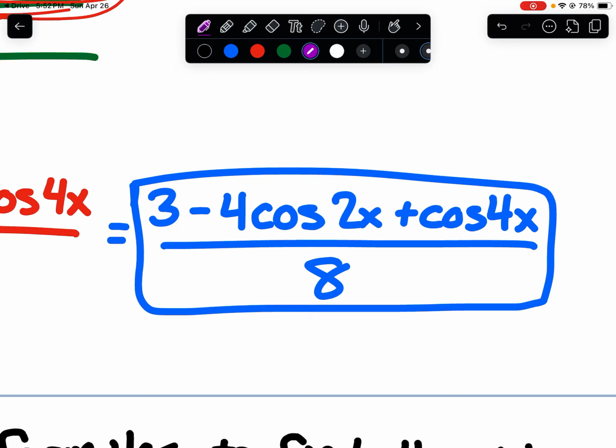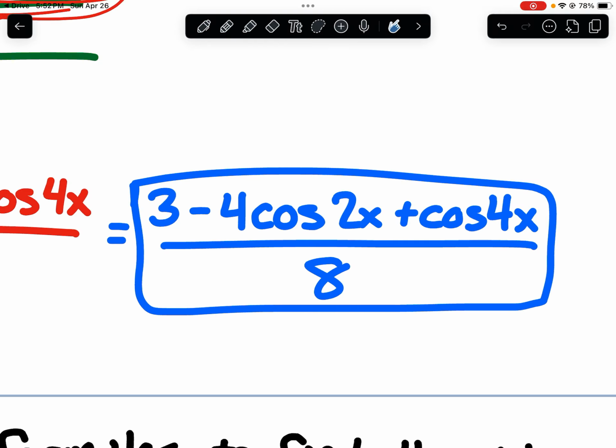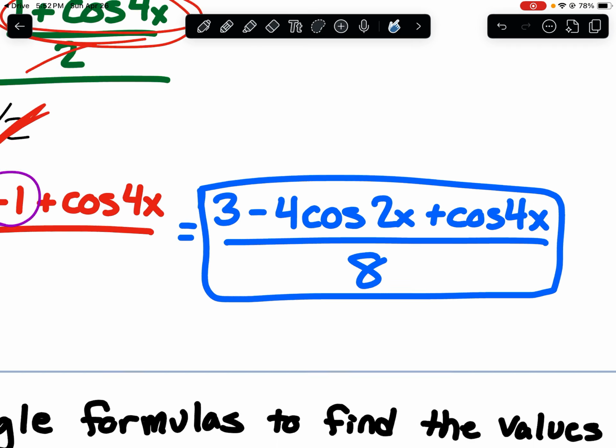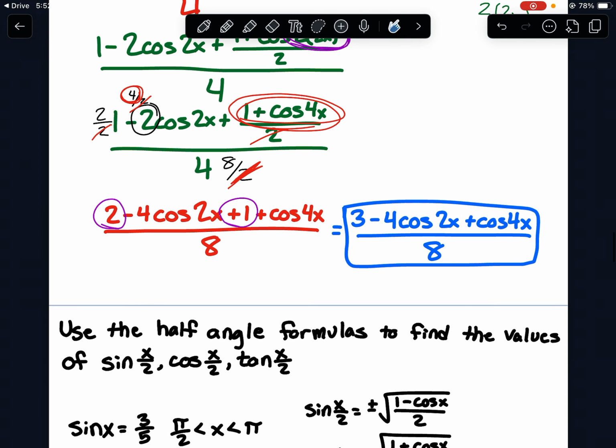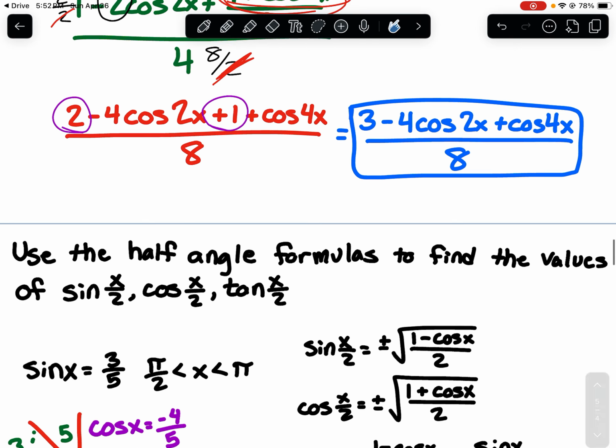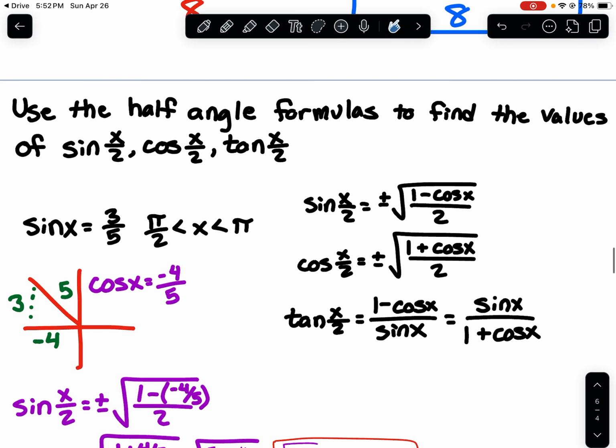Which again, ultimately our goal was to try to get it written as cosines raised to the first power. Try to get rid of any exponents that we can, and that's what we were able to accomplish. Even though it looks a lot messier than what we started with, we were able to get done what we wanted to.